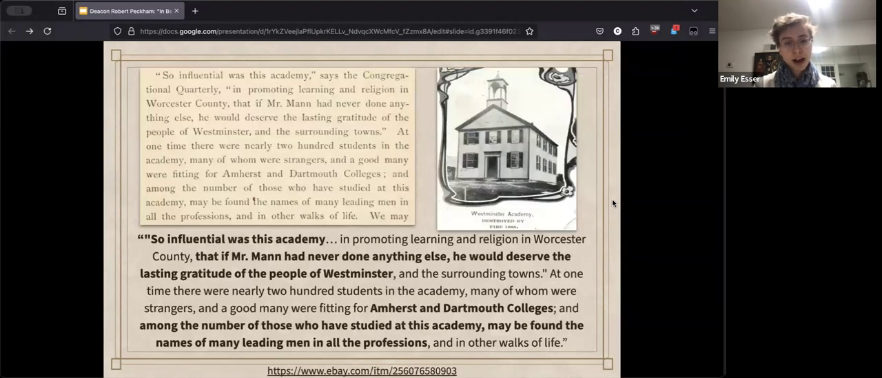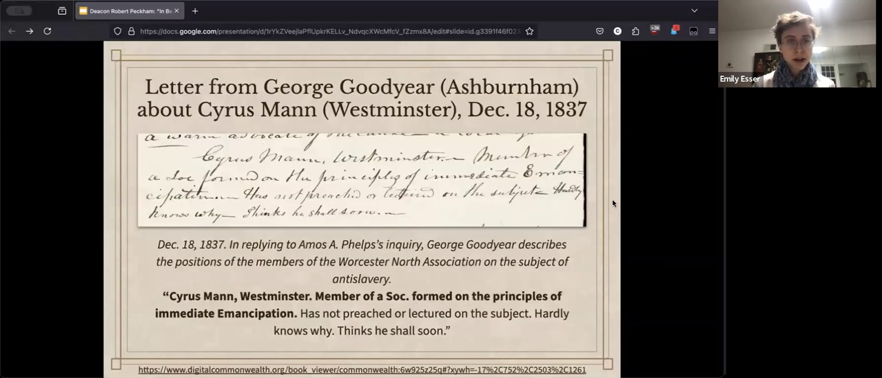Now, the Westminster Academy got a pretty rave review here in the 125th. They're quoting the Congregational Quarterly. If Mr. Mann had never done anything else, he would deserve the gratitude of Westminster. A good many were fitting for Amherst and Dartmouth colleges. There is an Amherst and Peckham connection. Again, it's what I wrote for Maine Antique Digest about. You should check that out.